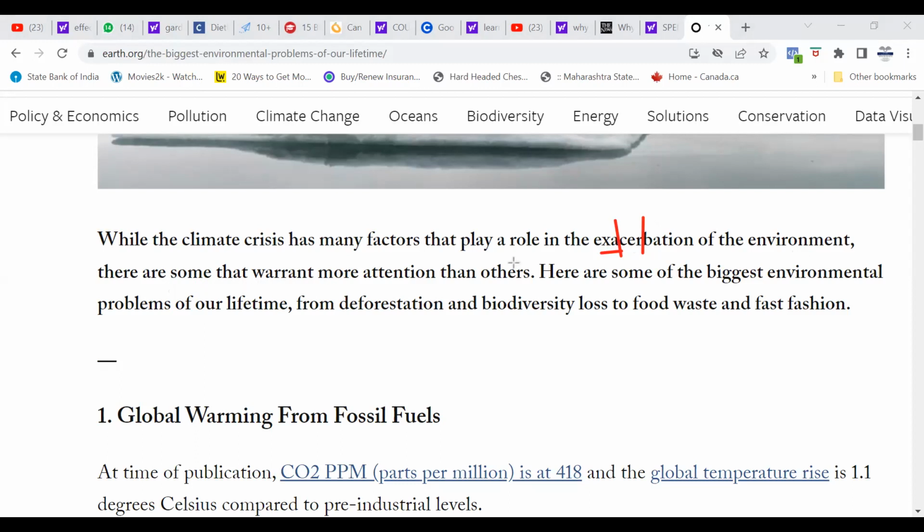There are some issues that warrant more attention than others, and if you're using deforestation, accordingly you can also connect it with loss of biodiversity. And why is it happening? Because of food waste and fast fashion. You know what fast fashion is? Where people buy something for the fashion and then dispose of it, don't use it anymore because that fashion doesn't exist anymore. Out of fashion, things not in vogue. So people will use something which is in fashion, not something which is not trending, so they'll dispose of it.